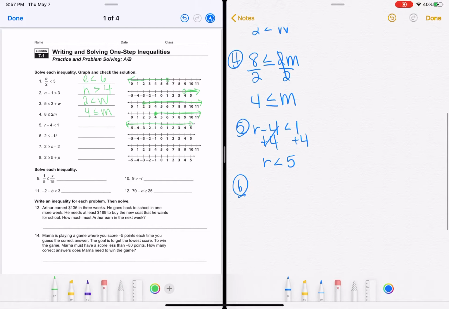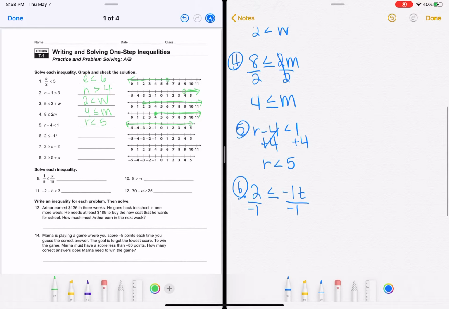Number 6. We have 2 is less than or equal to negative 1t. Now because we have to divide by a negative, we're going to reverse the inequality symbol. So 2 divided by negative 1 is negative 2. Reverse the symbol. So negative 2 is greater than or equal to t. So closed circle at negative 2. And since negative 2 is greater than t, we have to take the arrow to the left, because any number to the left of negative 2 is going to be less than that number because they're negative.